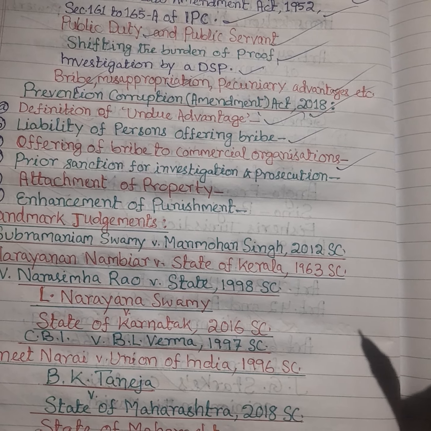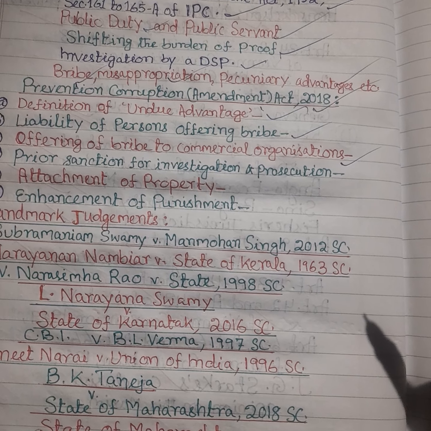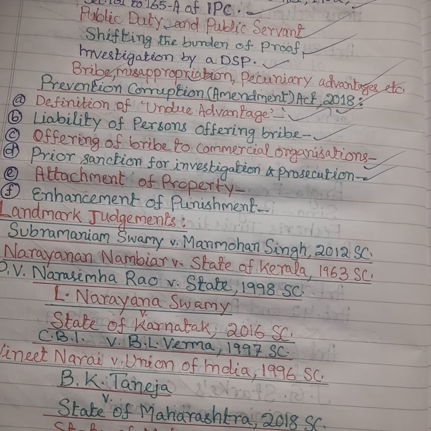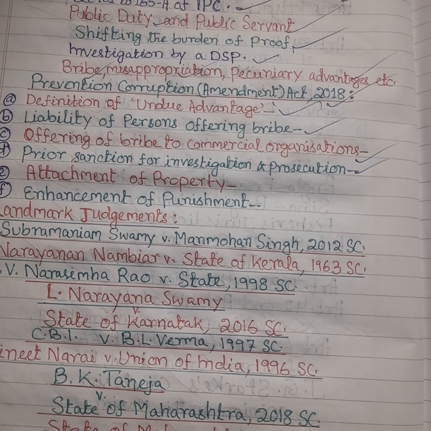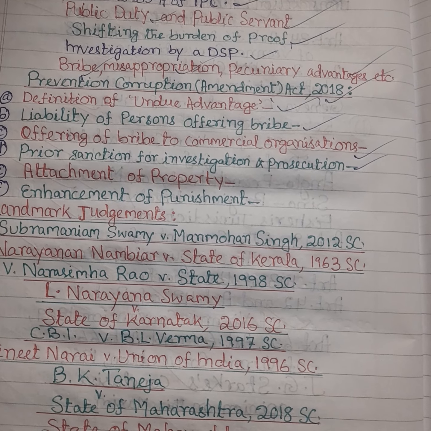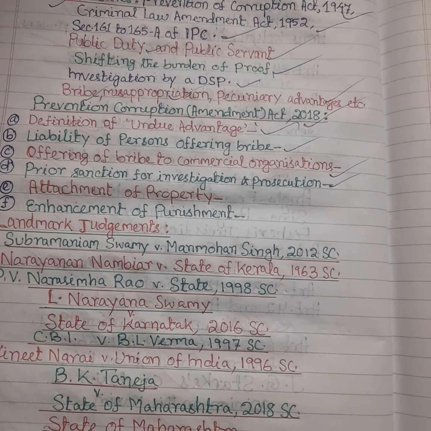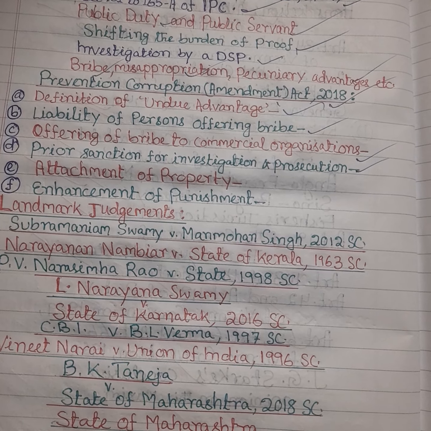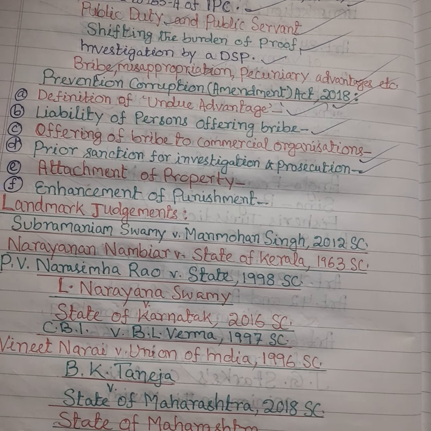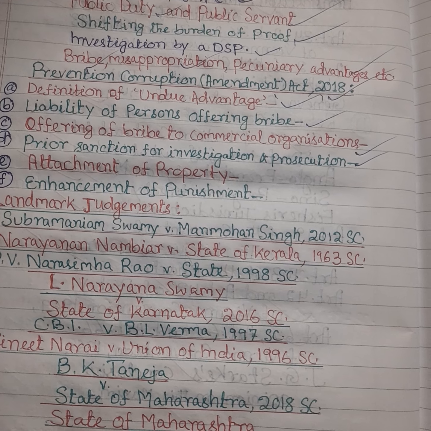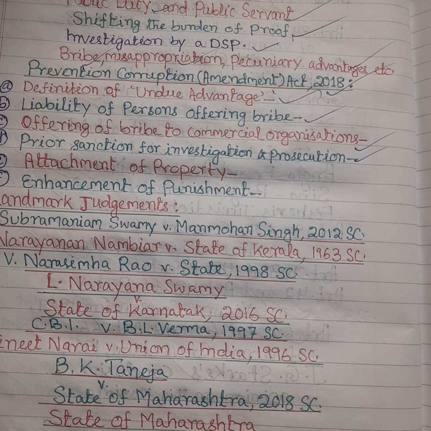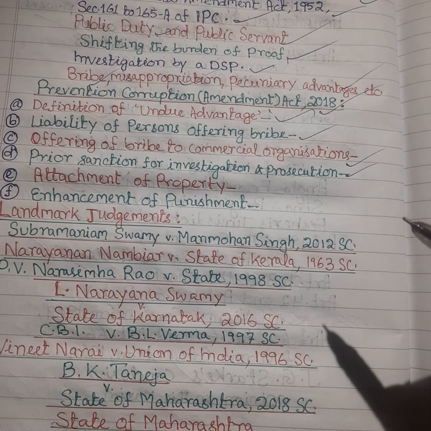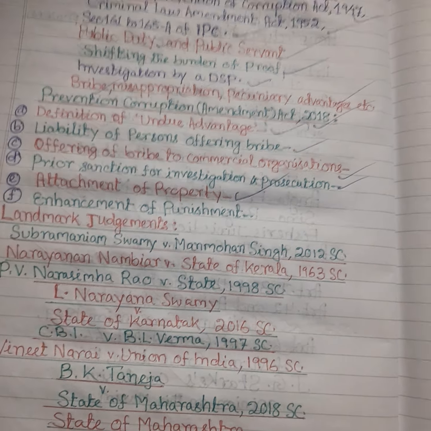And the fourth enforcement under the new amendment of 2018 is prior sanction for investigation and prosecution. The Prevention of Corruption Amendment Act of 2018 required prior sanction of the appropriate government for prosecution of serving public officials. Also, the Amendment Act extends this protection of requirement of prior approval to investigation prior to prosecution. And the fifth enforcement under the new Amendment Act is regarding attachment of property.